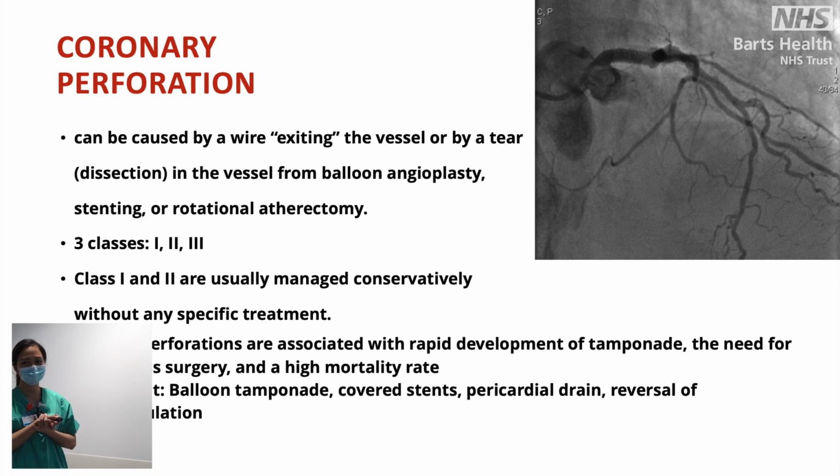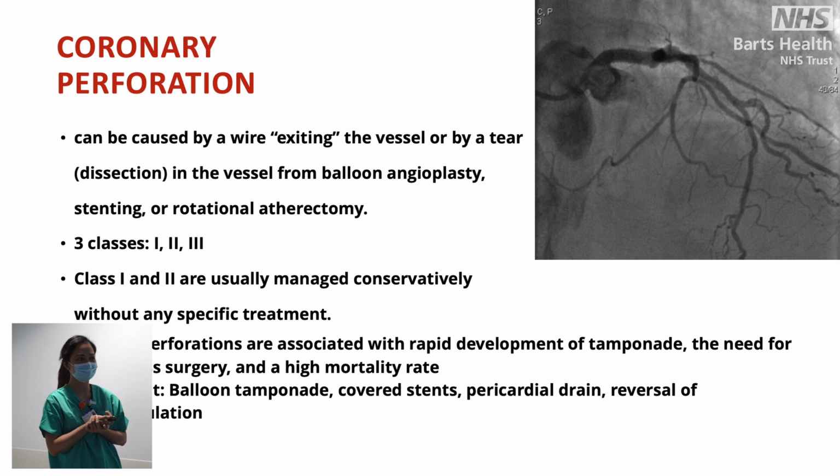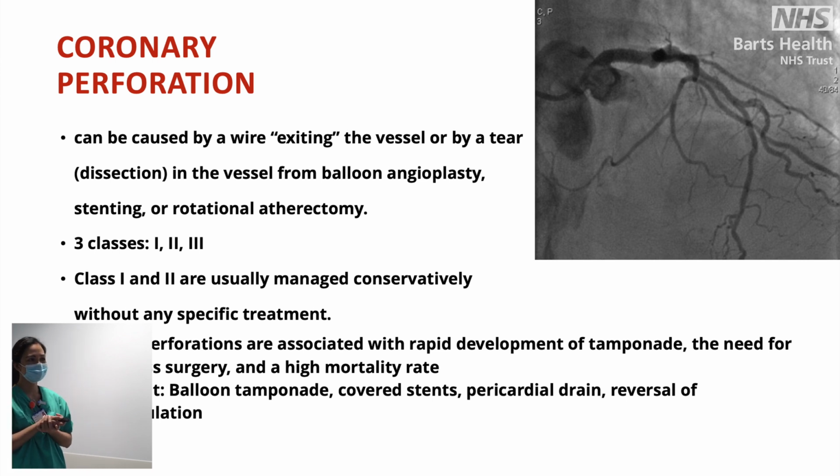So if there's perforation, there would be bleeding coming out of the coronary arteries. So what does it cause? Tamponade, yes. So you need to prepare a pericardiocentesis kit. So class 1 and 2 are usually managed conservatively without any specific treatment. And class 3, they're associated with rapid development of tamponade, the need for urgent bypass surgery, and a high mortality rate.